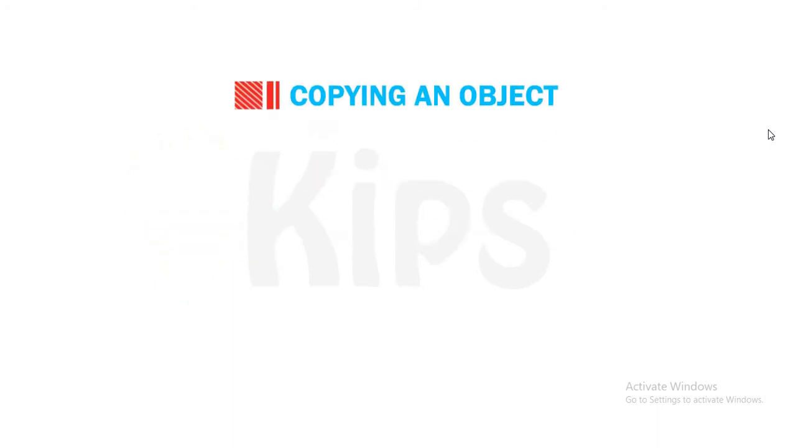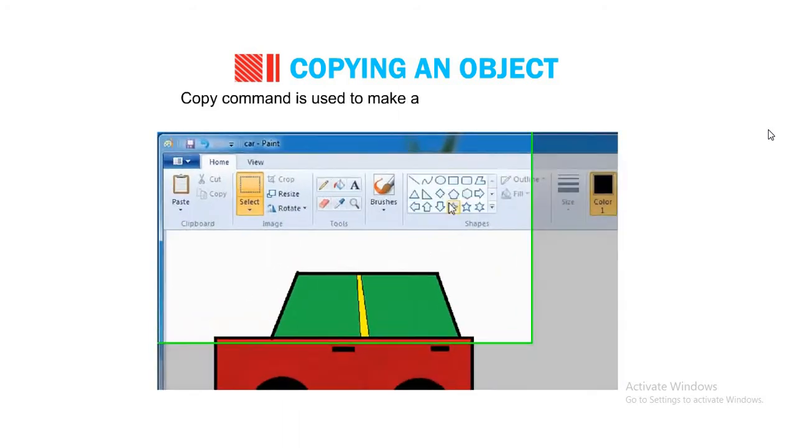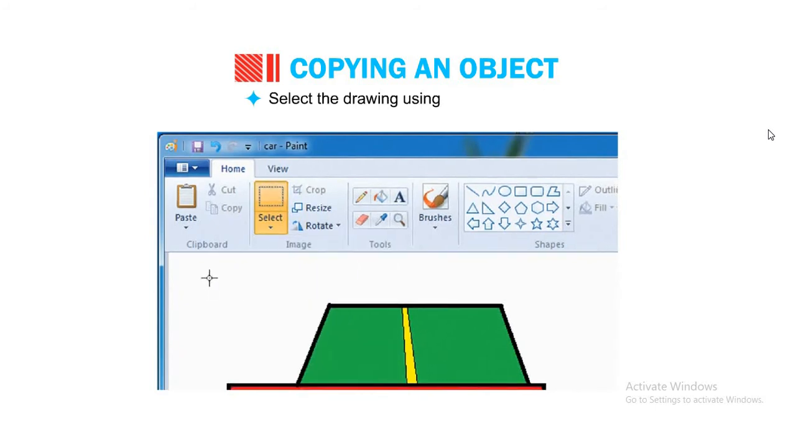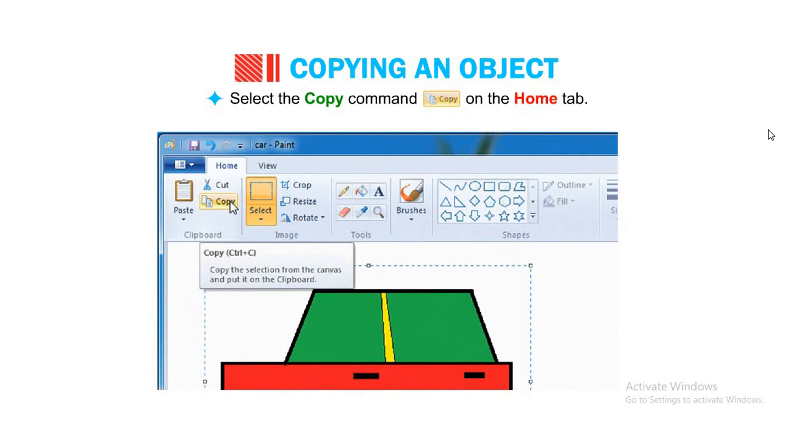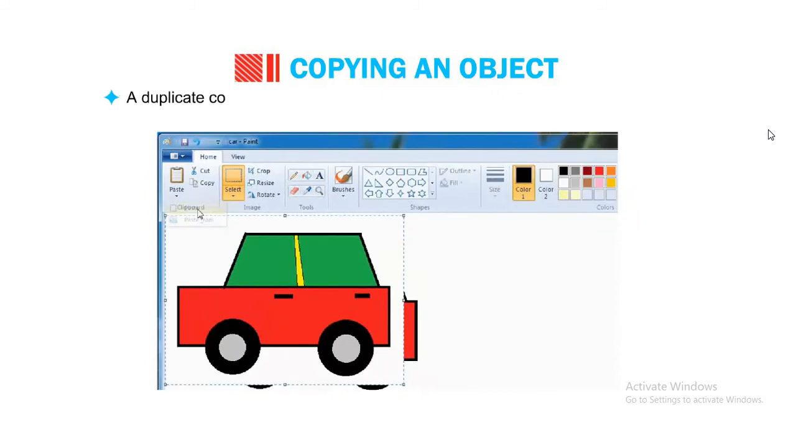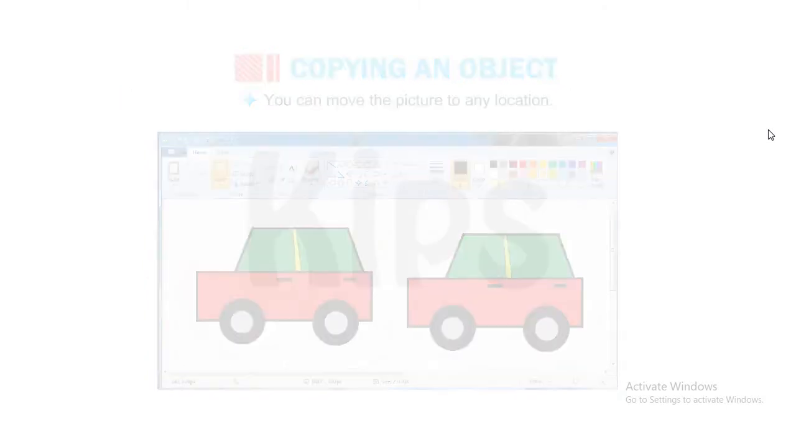Now we shall talk about how to copy an object. Copy command is used to make a duplicate copy of an object. Select the drawing using Select tool. Select the Copy command on the Home tab. Click on the Paste command in the Clipboard group of the Home tab. A duplicate copy of the object appears on the top left corner of the drawing area. You can move the picture to any location.